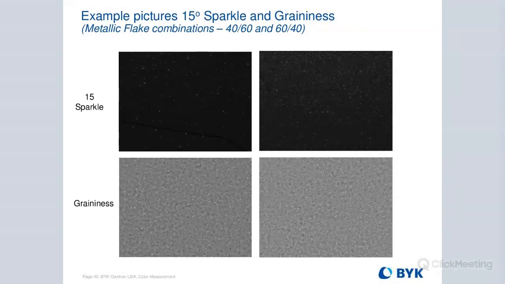This just gives you an idea of a sample image of the 15 degree sparkle. These two panels are the same type of pigment. The first panel is a 40-60 blend, and the second panel is a 60-40 blend. So it's the same two pigments, just different concentrations of each. It may be difficult to see, but the second panel does have a little bit more sparkle to it, and graininess is very similar in this particular case.